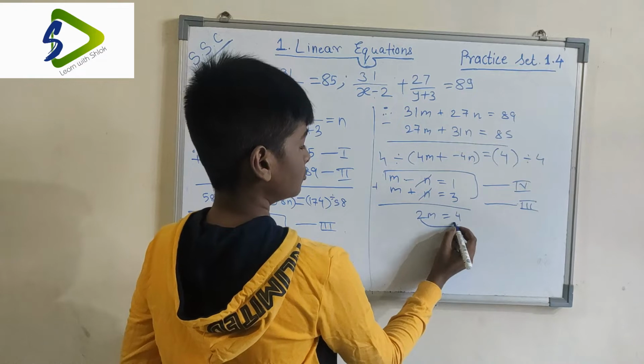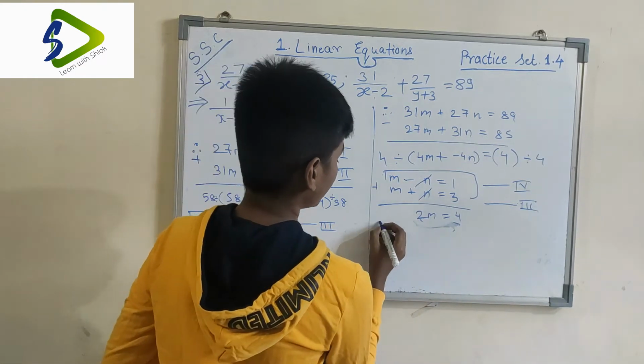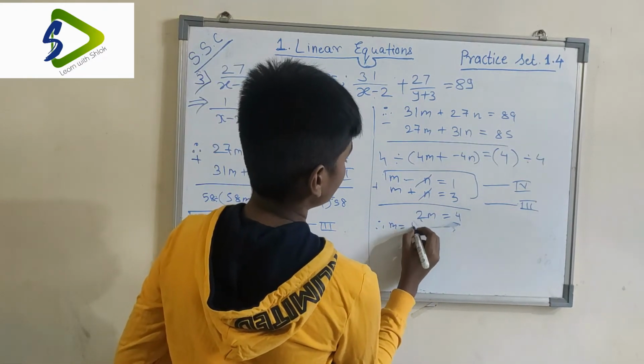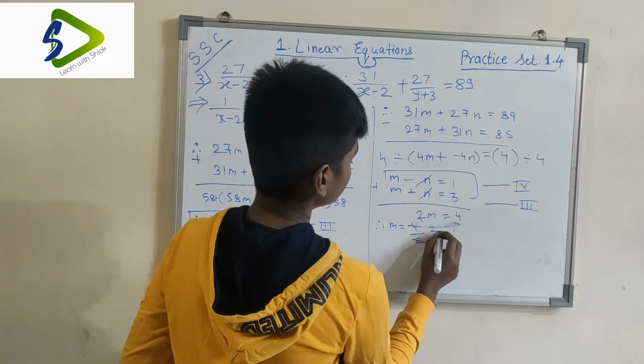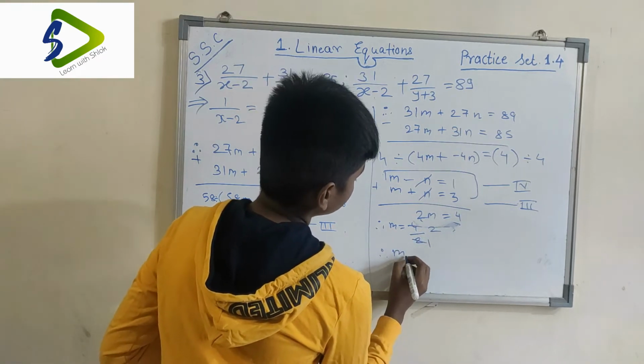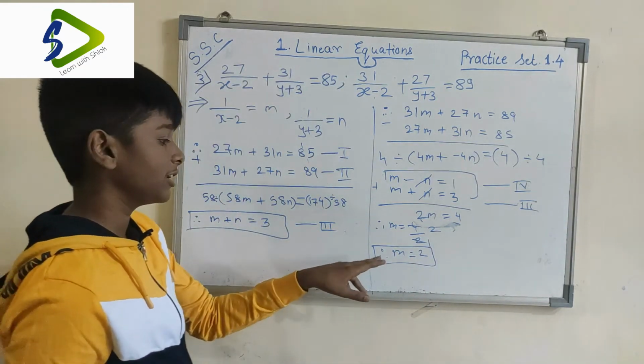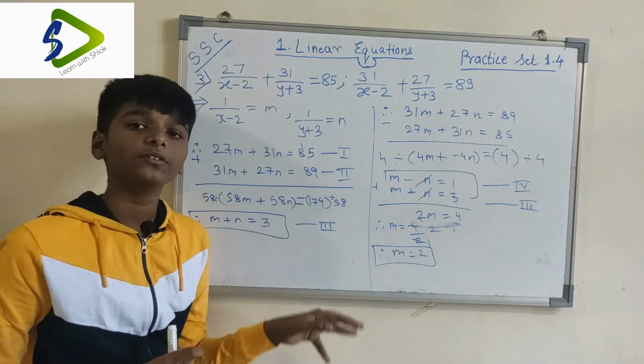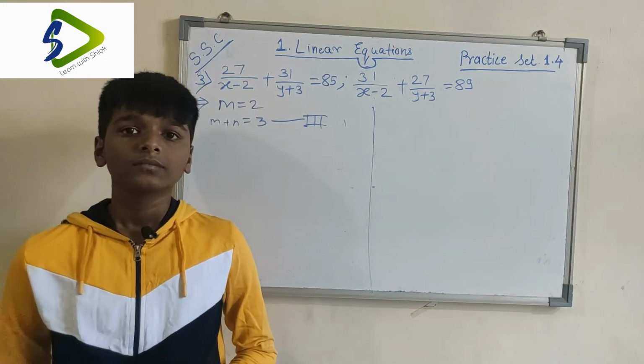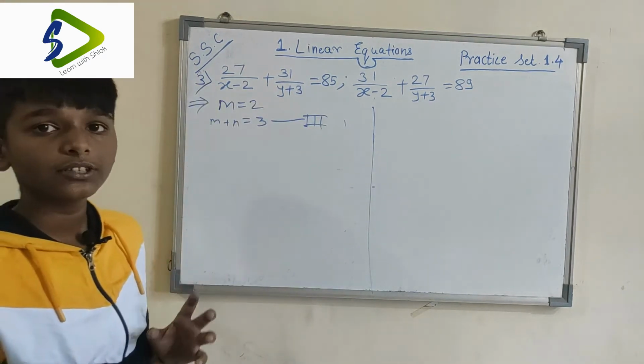So now we can take it to the other side, to the down part, and therefore m becomes 4 by 2. 2 ones are 2 and 2 twos are 4, so therefore m is equal to 2, and that is the value of m. Now we can replace the value and find the value of n. So now that we have found the value of m, let's find the value of n.